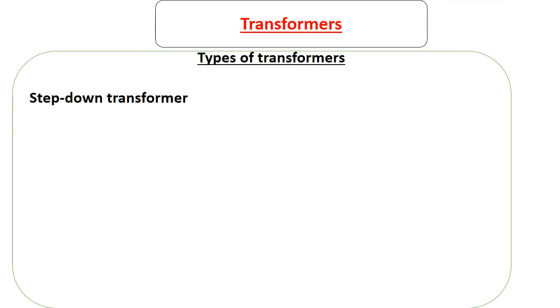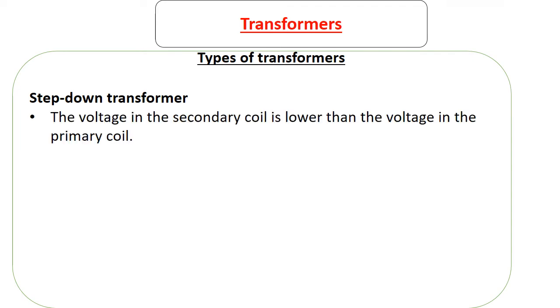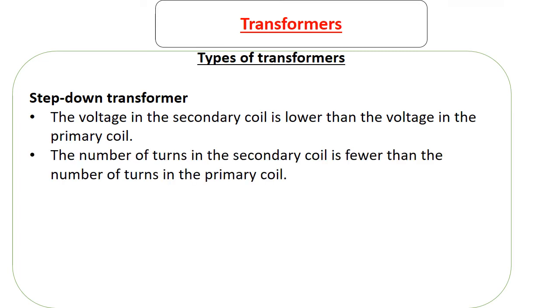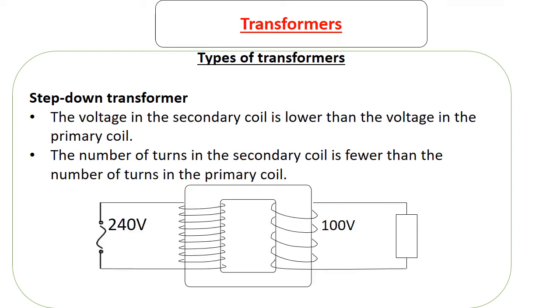The second type of transformer are step-down transformers. So these do the opposite, a higher value to a lower value. So in these ones, the voltage in the secondary coil is lower than the voltage in the primary coil. The number of turns in the secondary coil are fewer than the number of turns in the primary coil. So an example is this. At supply of 240 volts, then at the load of 100 volts, then the number of turns here are too many as compared to the number of turns in the secondary.